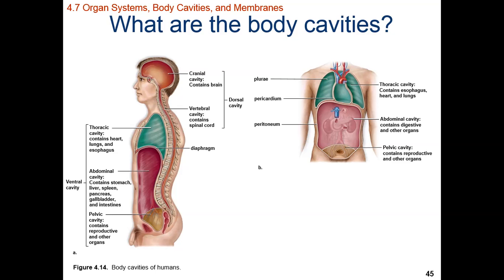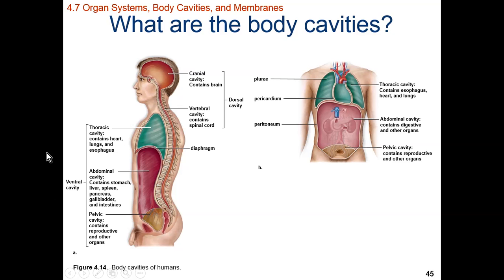We have multiple body cavities. Some of those body cavities are going to be smaller cavities within larger cavities. We've already talked about these body cavities briefly, but we're going to spend some more time talking about them. We have the dorsal cavity, which is broken down into the cranial or brain cavity, and then the vertebral or spinal cord cavity. Then we have the ventral cavity.